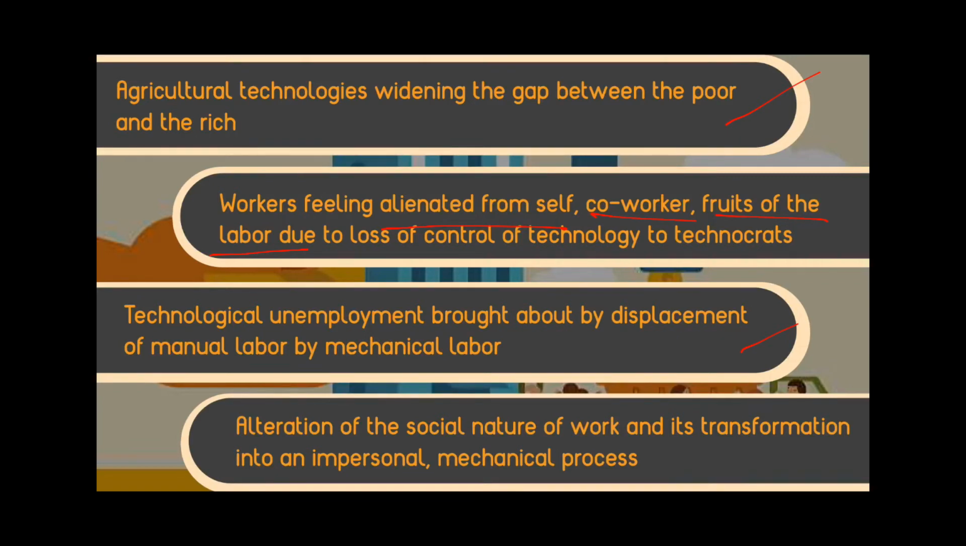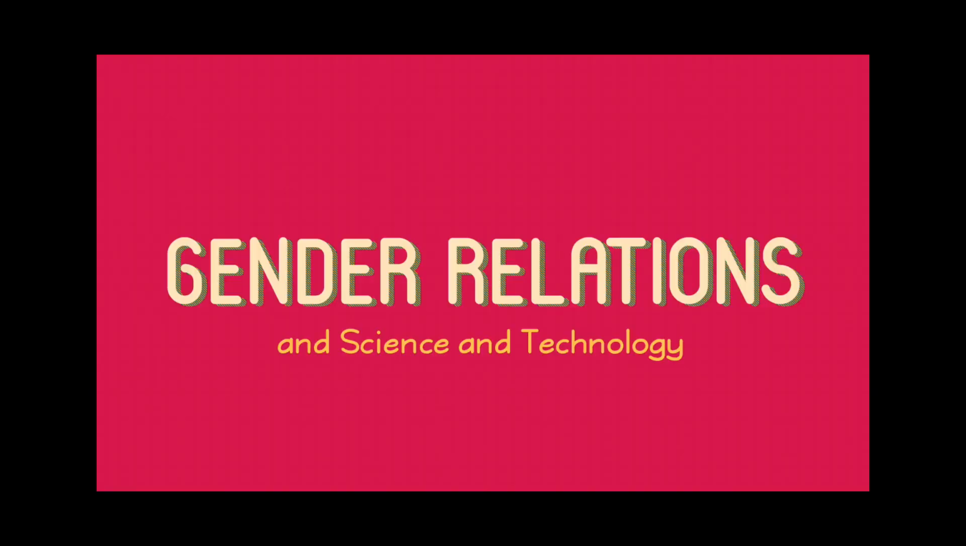Last, alteration of the social nature of work and its transformation into an impersonal mechanical process. So we become more like cogs in a machine than people bonding and relating to each other for each other's growth and interdependence. Now, gender relations and inequality can also be influenced by science and technology and vice versa.